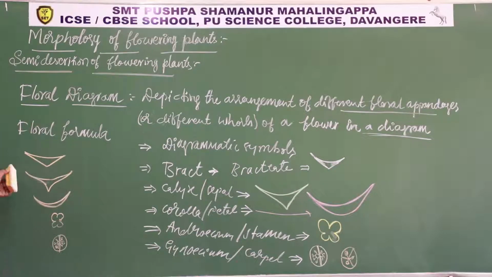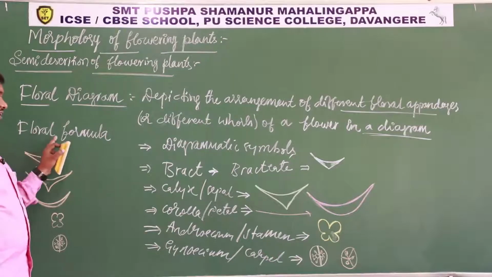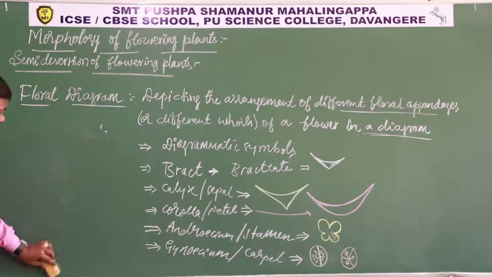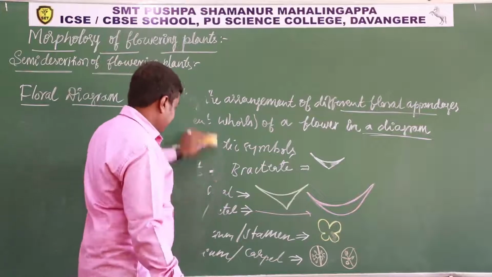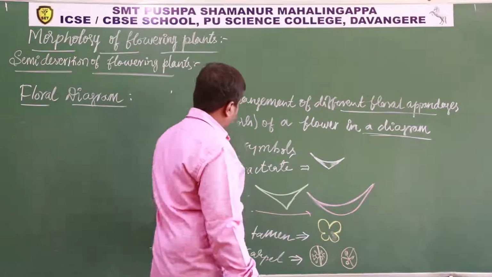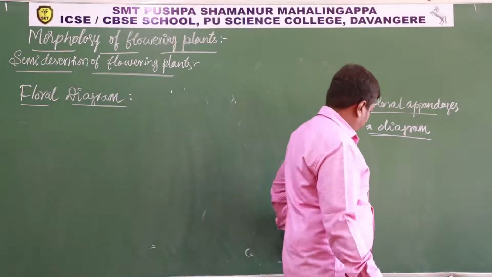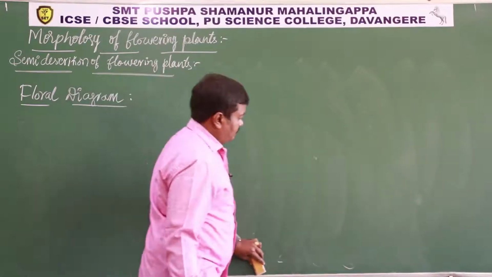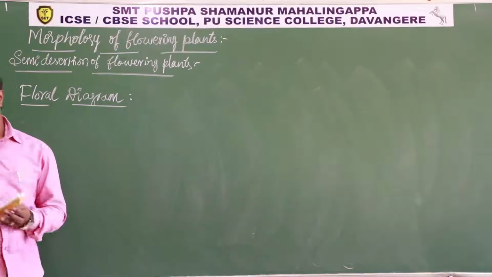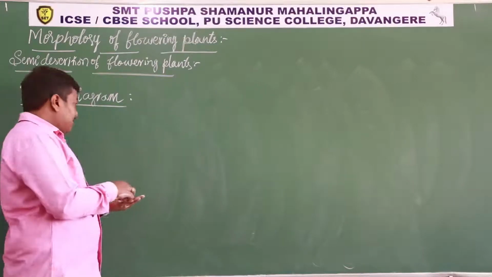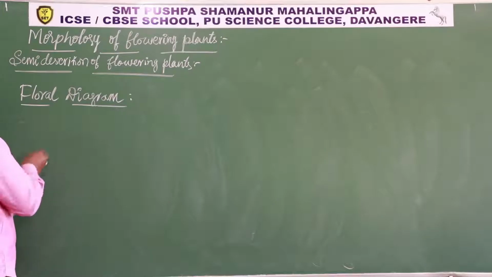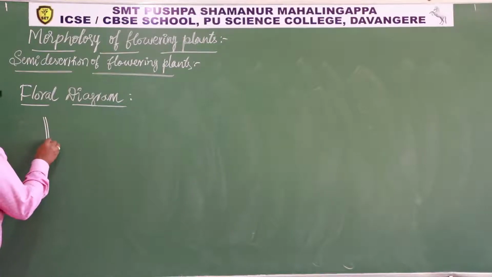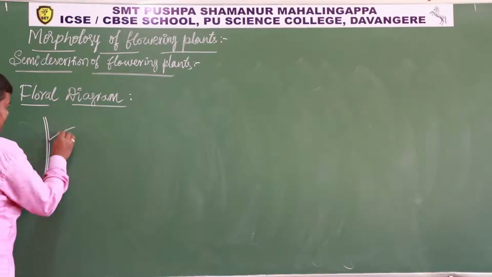Okay, then after that the floral formula, I will describe this floral formula after that, or let me write the diagram first. Okay, so how to write the floral diagram? If you take any flower, this is the stem. On the stem, the flower is born like this.